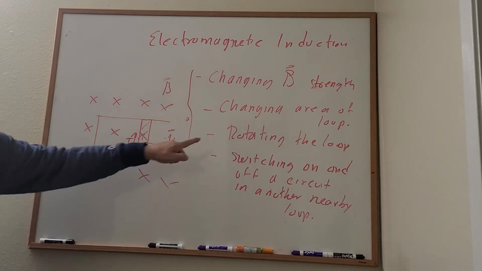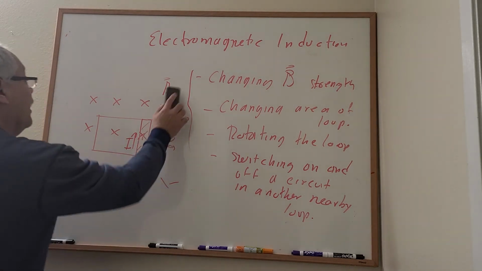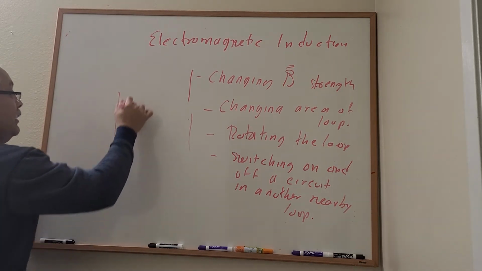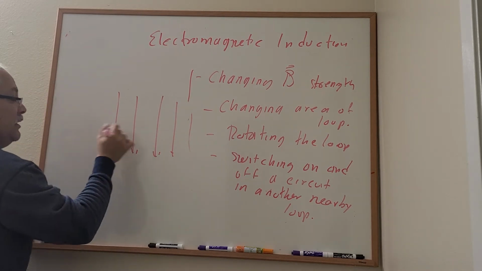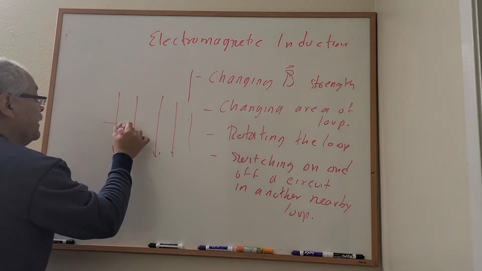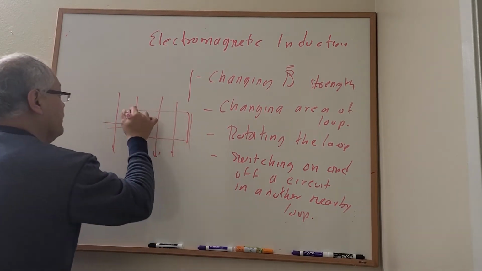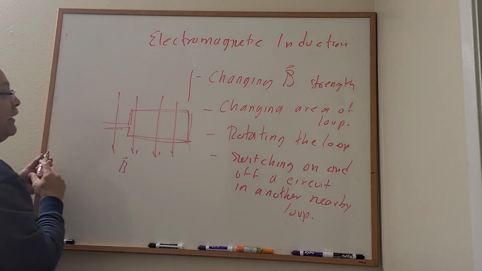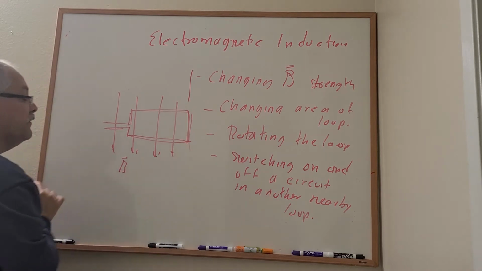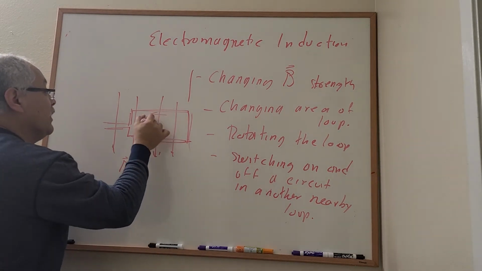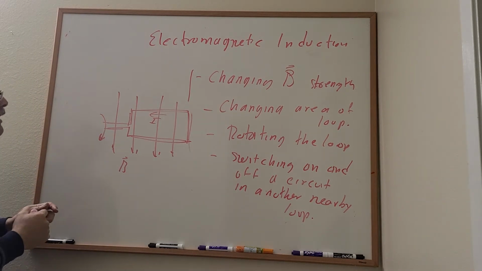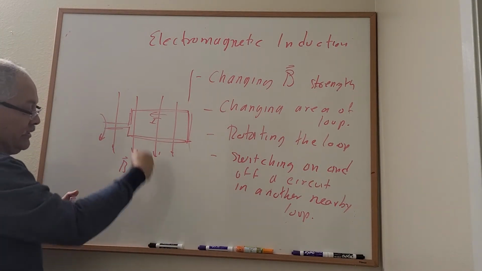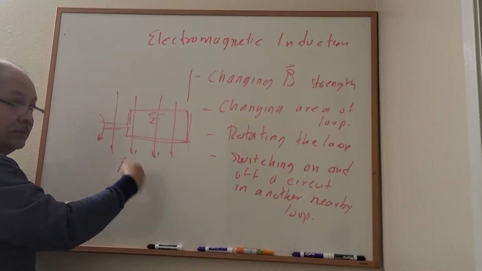And the next one, rotating the loop. Here we have a magnetic field, imagine it goes down. We have a loop. Usually the loop is represented by a rectangular wire like this. Now this is the magnetic field, and this is the loop as an area. When we rotate this loop inside of this magnetic field, current is also created. And the last one is when we have a switch, in your house, switching on and off, for example, the light.